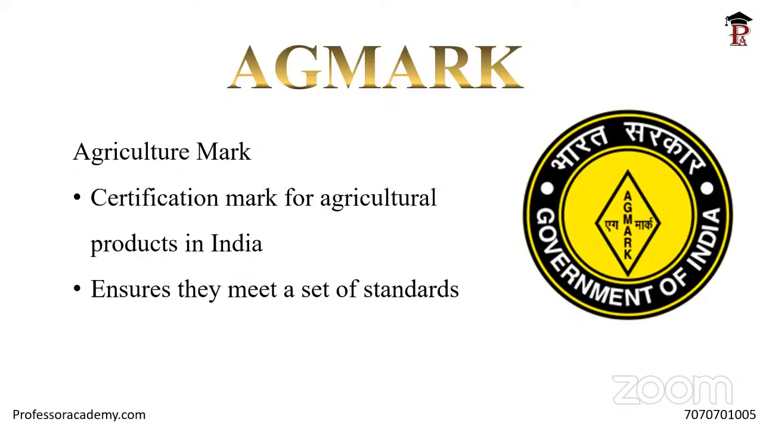And then we have the Agmark, which is an agriculture mark. On agriculture products, like when we buy wheat or rice, you have this Agmark logo. It is a certification mark for agriculture products in India. It ensures that the product meets a set of standards given by the government of India. These things should be met, and it has met them. Then only you will get this certificate, and only then can you put this mark on your product. Please remember the logo. AG stands for agriculture.